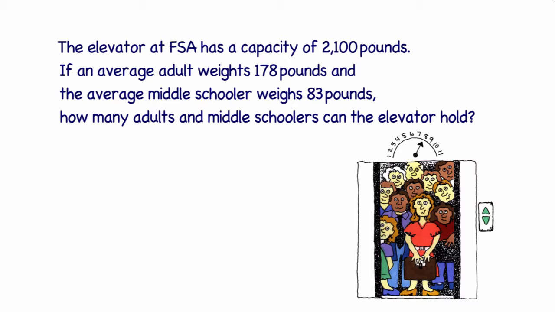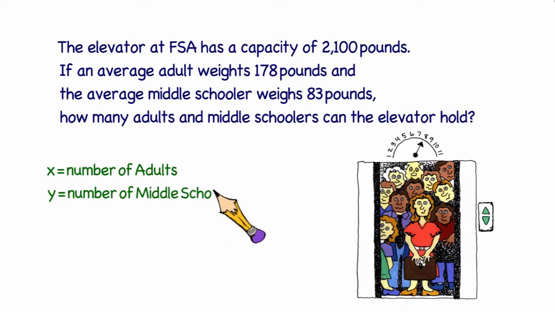I'm going to start by writing an inequality that represents this situation. I'll let X represent the number of adults that can fit on the elevator, and I'll let Y represent the number of middle school students who can fit on the elevator. So the inequality I would write would be 178 times the number of adults plus 83 pounds times the number of middle schoolers. And that total weight has to be less than or equal to 2,100 pounds.